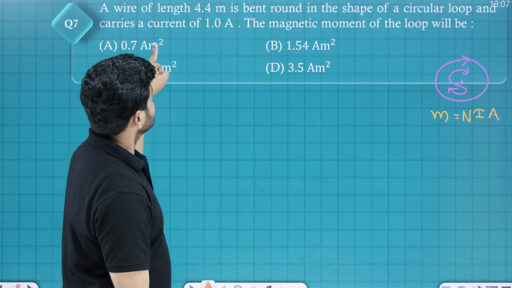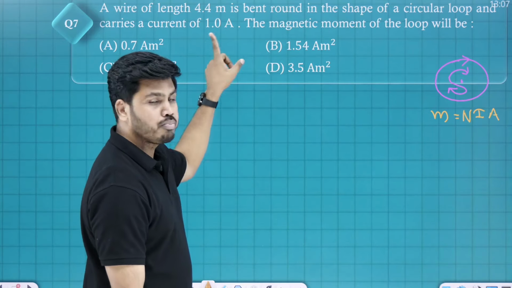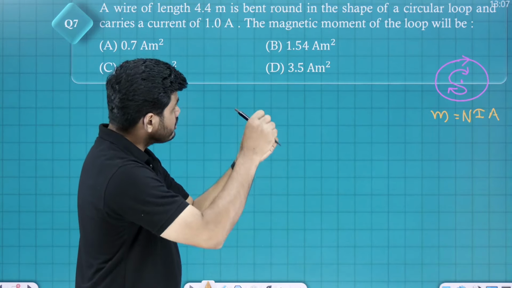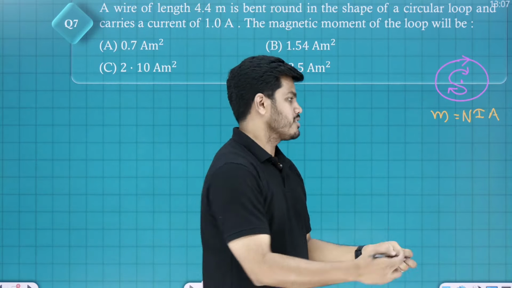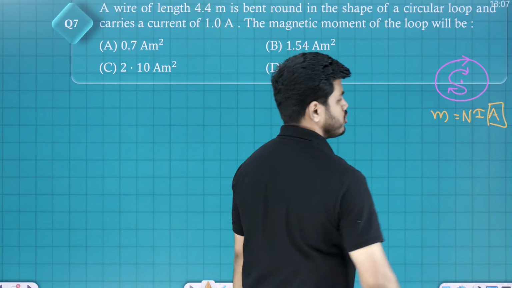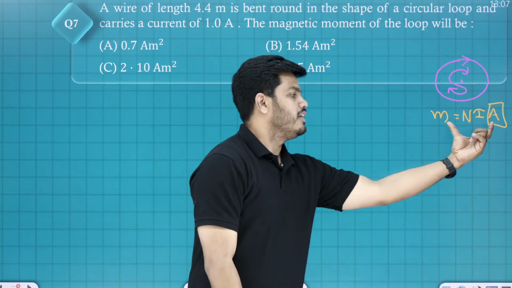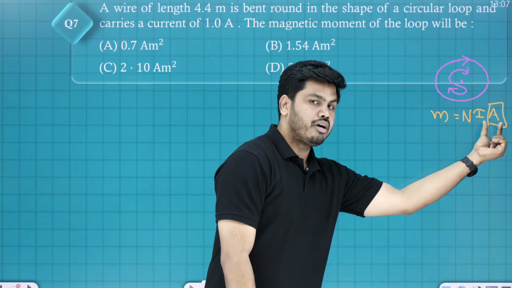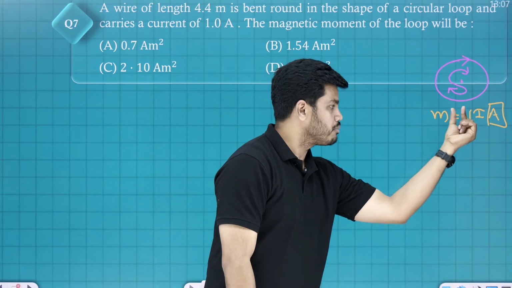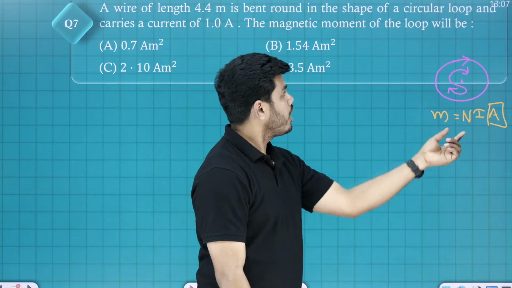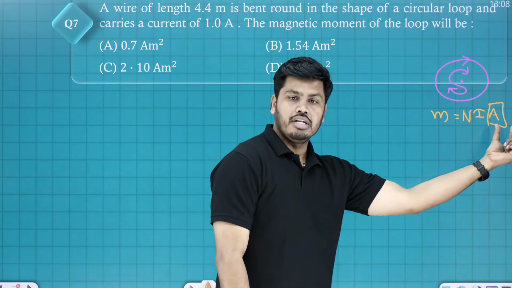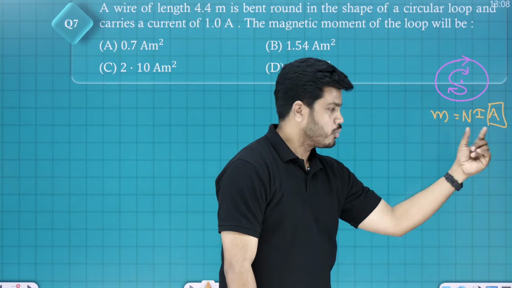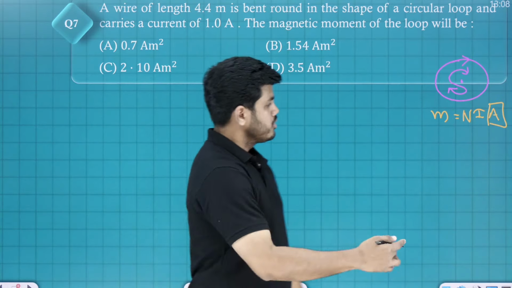Yes. So length of the wire is given as 4.4 meters. That bent to form a circular loop. So we are not given the radius. To find out the area, first of all, we have to find out the radius and then use that area here, pi r square, it's a circular loop, then multiply with I. N is 1 only, so I is given, current is given as 1 ampere. So just we have to calculate area basically, right? I is 1, N is 1 only. So we will get directly the magnetic moment. So let us find it out.